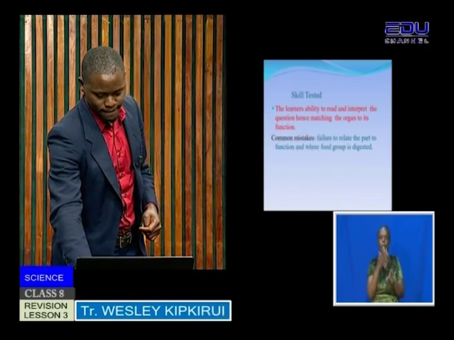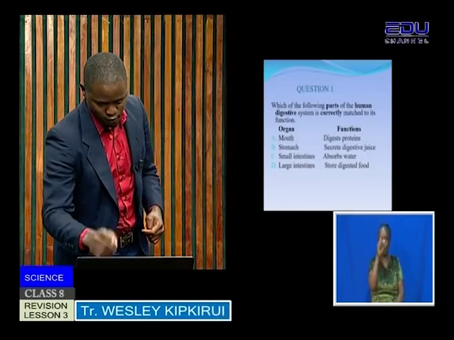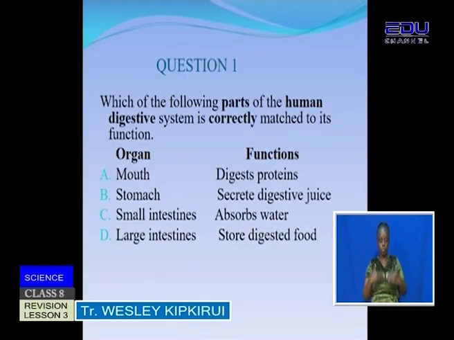So learner, we check on the question, which of the following parts of the human digestive system is correctly matched to its function? We have choice A, organ, the mouth, with the function given as digest proteins. Choice B, stomach, with the function secrete digestive juice. Organ C, small intestines, absorbs water. And lastly, option D, the large intestines, which is talking about the storage of digested food.